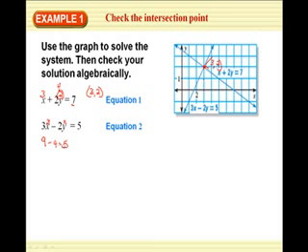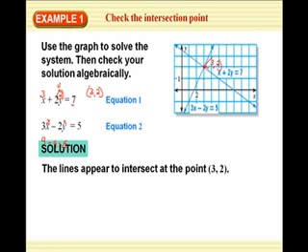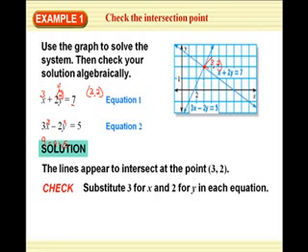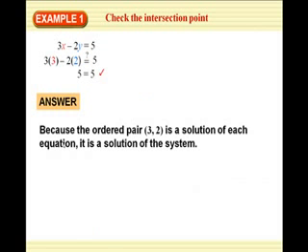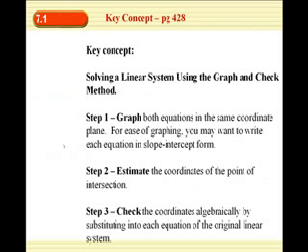So that's your solution. So when they give you the picture, all you do is see where the two lines cross, find the point, and check it in the equations. If it works in both of them, then you have the answer. So it says they appear to intersect at 3, 2. We substitute them in just like they're doing, exactly what we did, and they found out that they do work. Okay, so it is a solution.